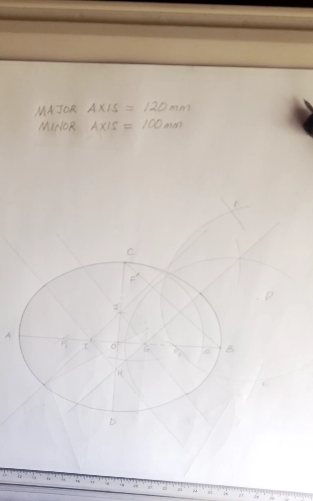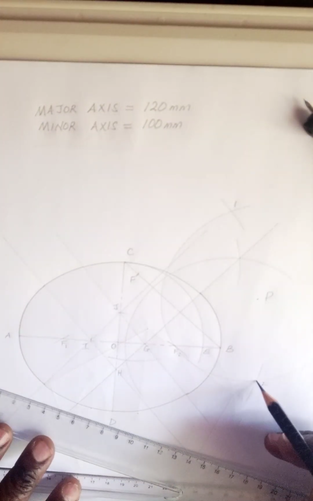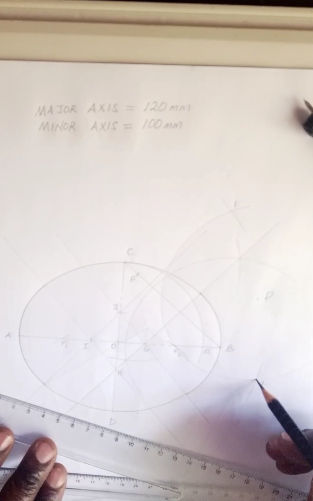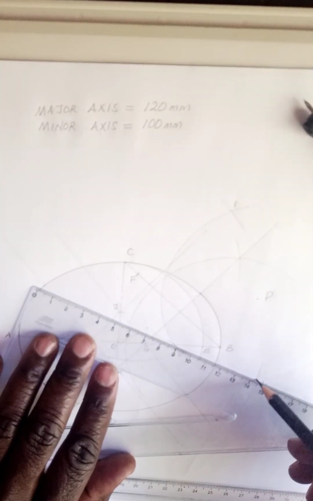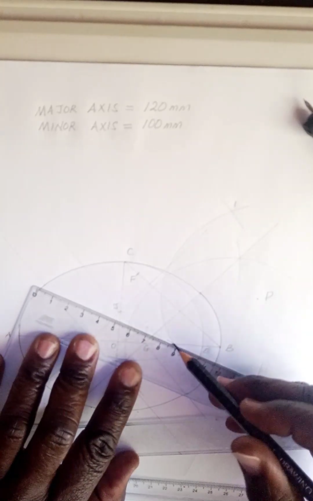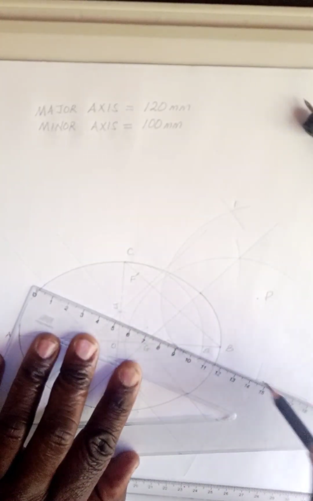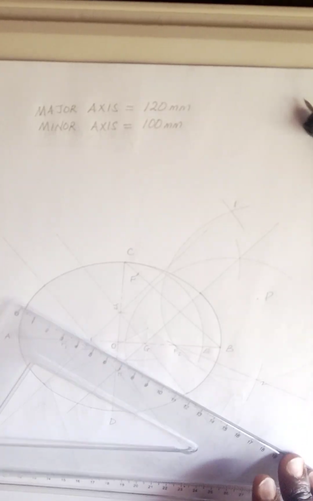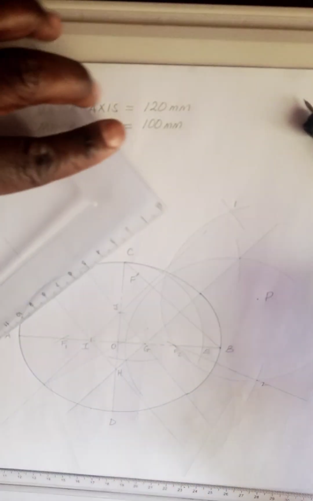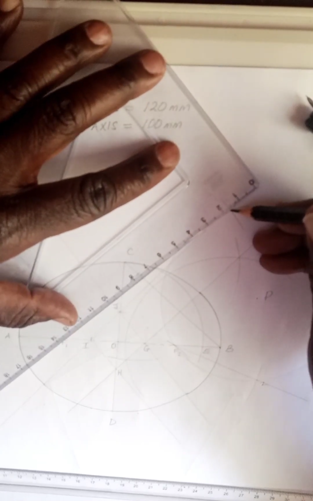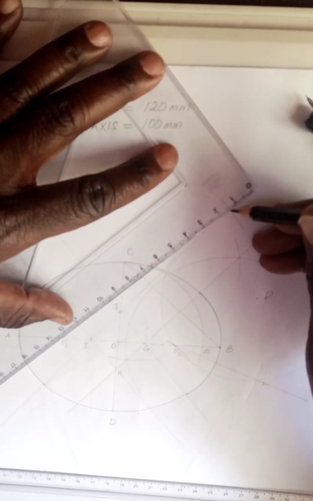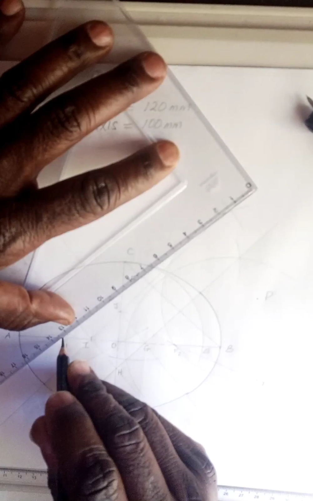Next, we are going to get point number 2, and join it to F2, like that. Then point number 1, also join it to F2, sorry, like that.